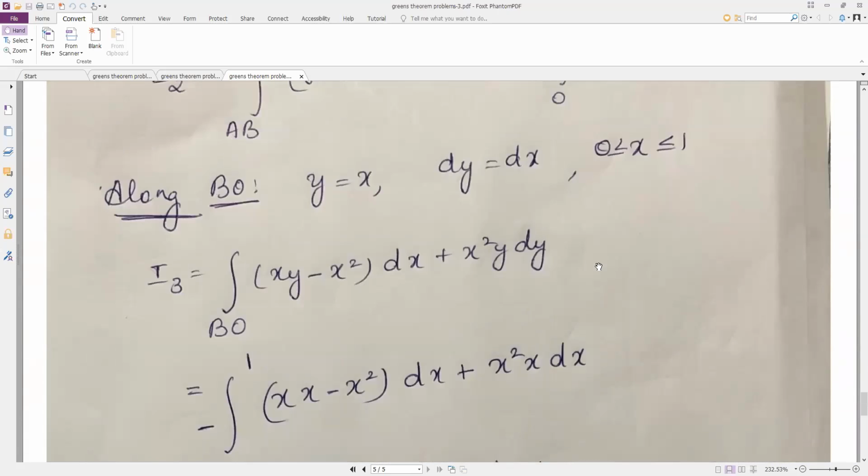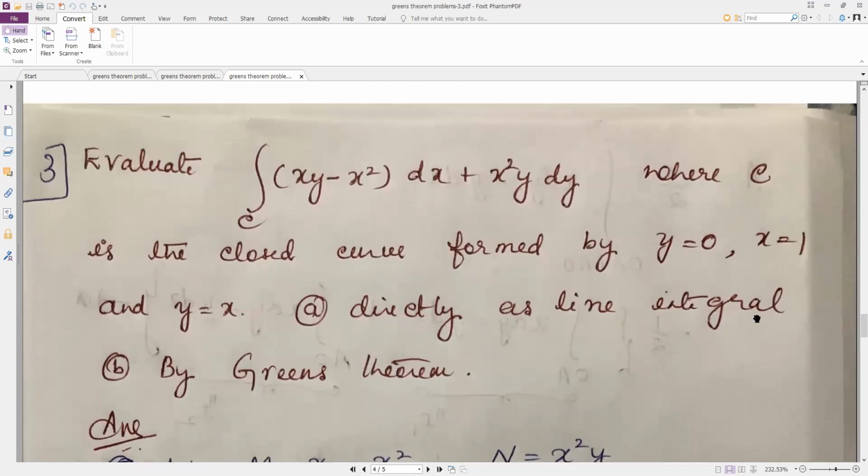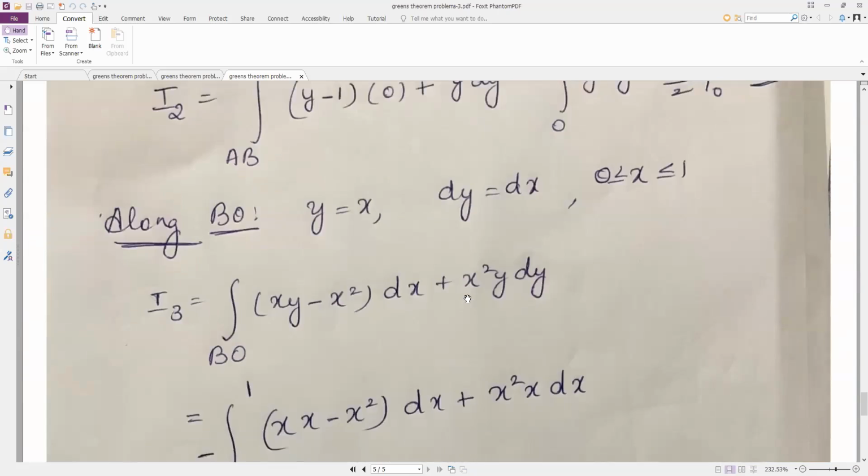So where is this from? This is from the line integral. I did it directly using the line integral, from the last topic. Now let me do it by Green's theorem. How can we do it using Green's theorem?